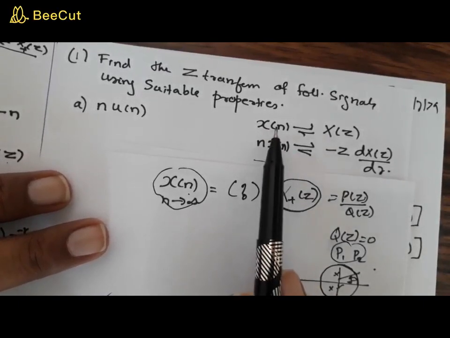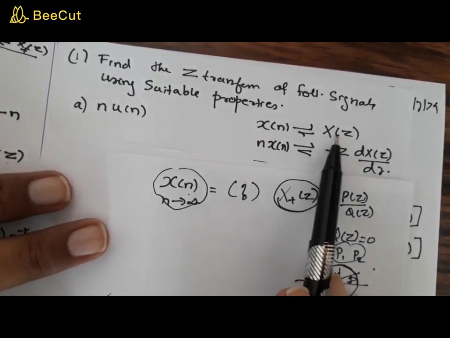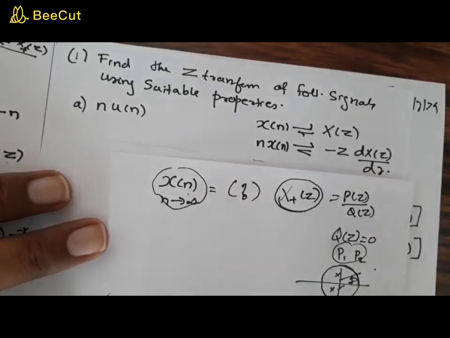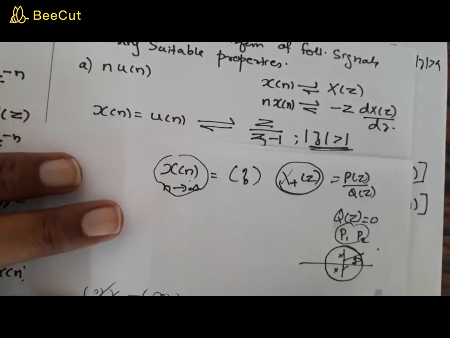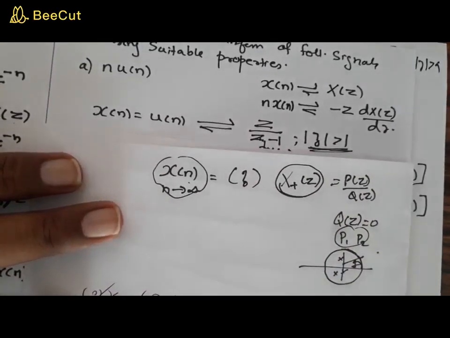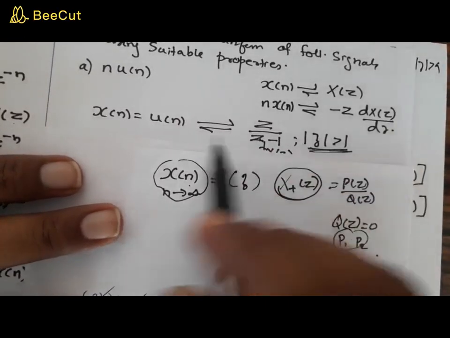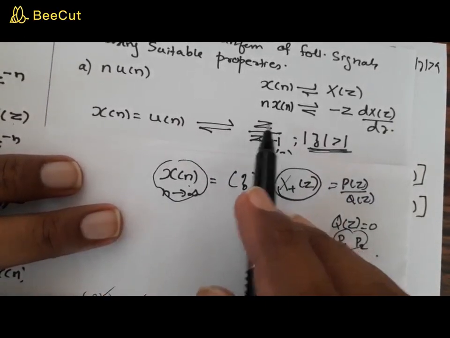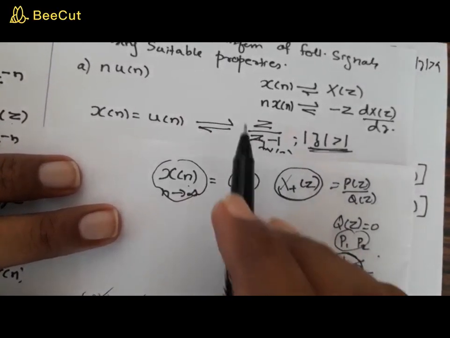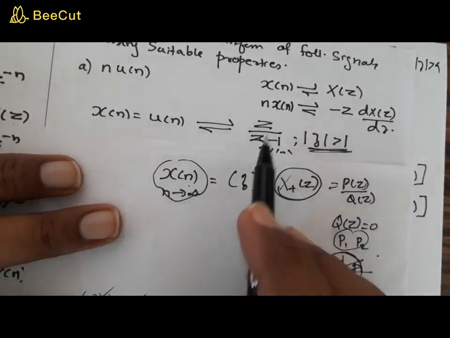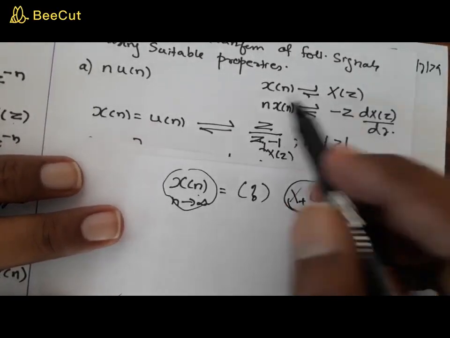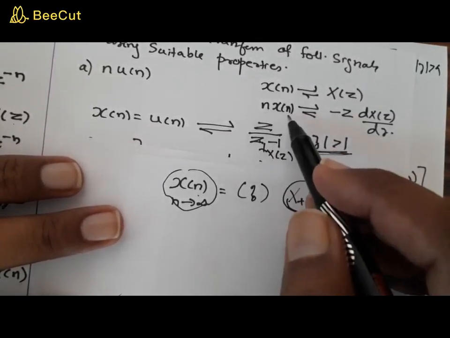In that property we studied that if you have an x of n with z transform X of z, then n times x of n will be the derivative of this, multiplied by minus z. In this case it is n into u of n. We know the z transform of u of n. That is why I told you to study some of the standard signals' z transforms. The z transform of u of n we have already derived using the basic expression; you may refer to that if you are not aware of this. So the z transform of u of n is z by z minus 1 with ROC mod z greater than 1.